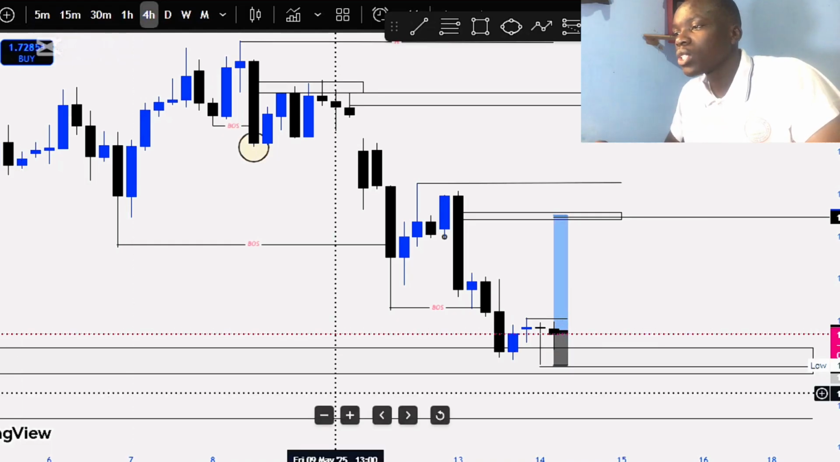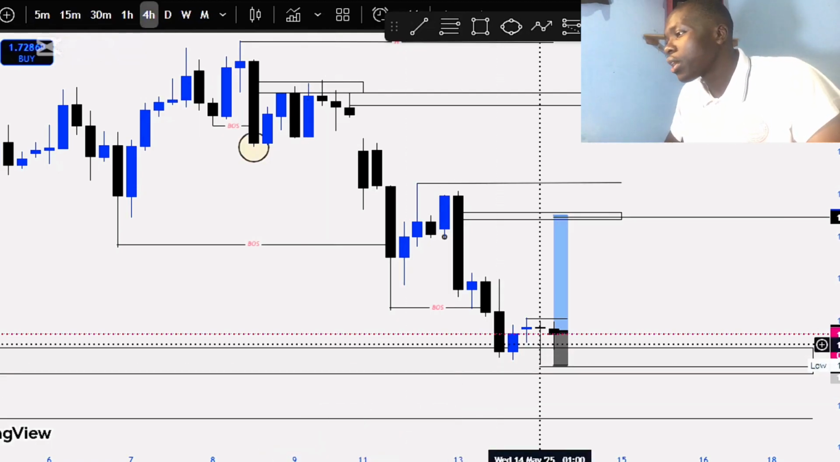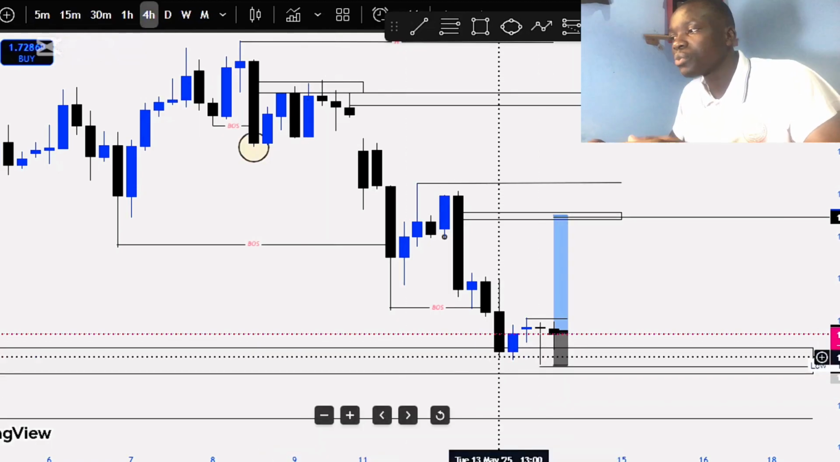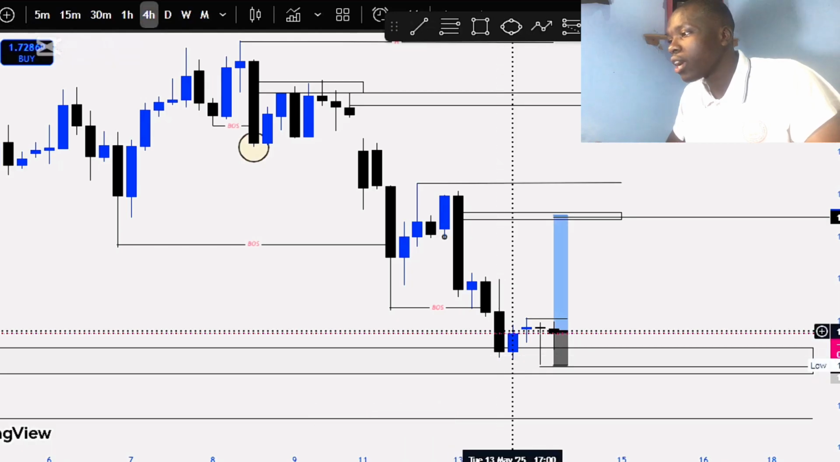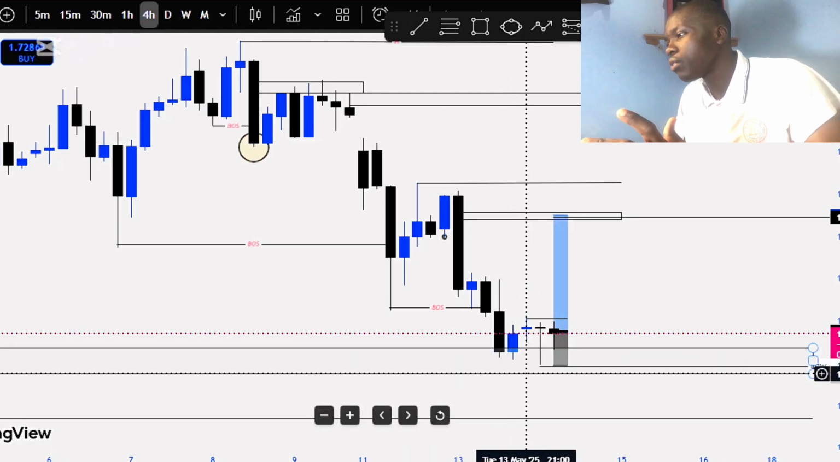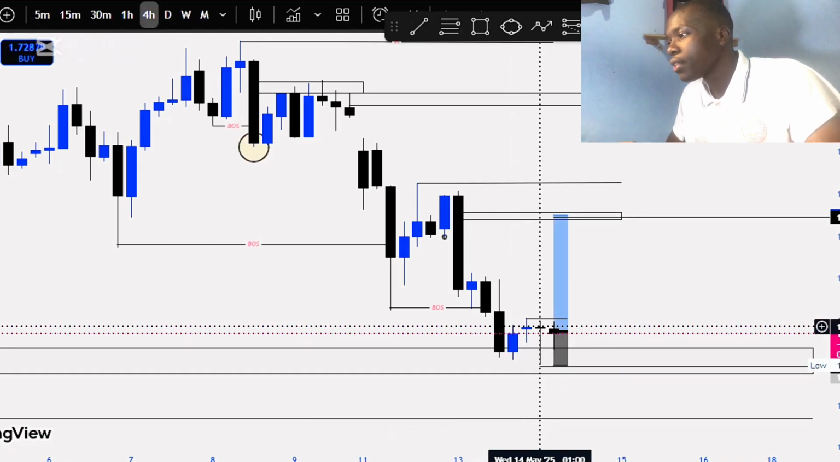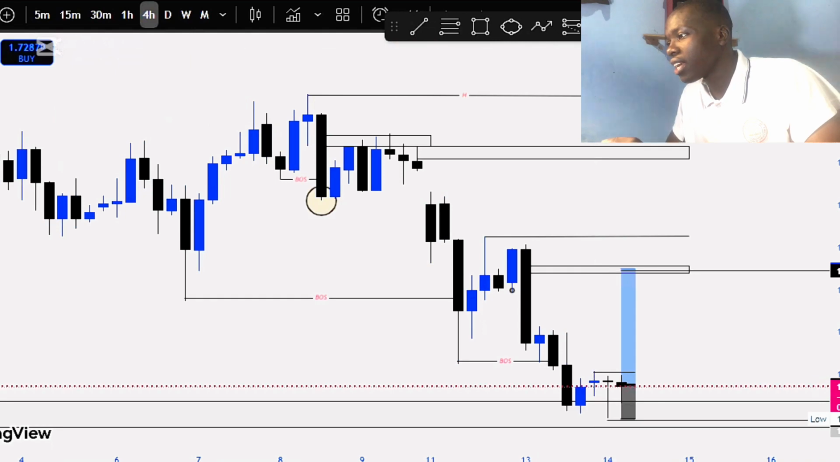I've been waiting for it to tap in, so it taps in now. What am I going to do? I'm going to buy, guys. I'm going to buy regardless. You can see this weak rejection and some kind of bullish engulfing. Actually, this is not the bullish engulfing, it's kind of like a shooting star here.